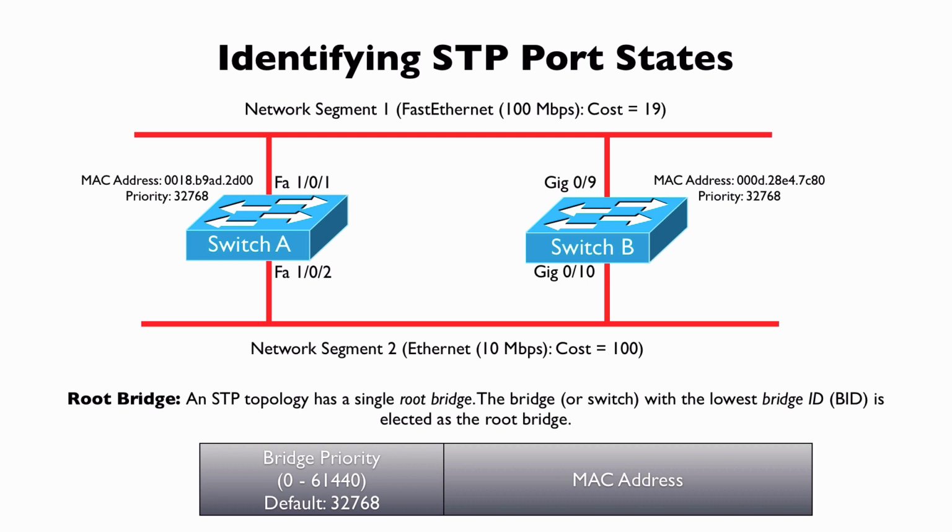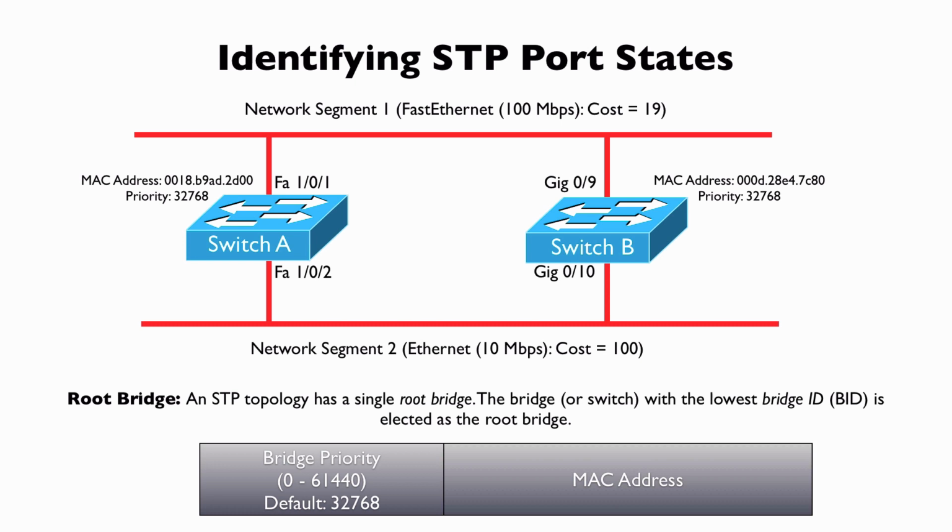Let's take a look at this topology on screen. These are actual MAC addresses from a topology that I have set up right now. And both switches, switch A and switch B, they both have their default priorities of 32,768. And the first question we want to ask is, who is the root bridge? Since the priorities are a tie, we need to look to the MAC address to see who's the root bridge.